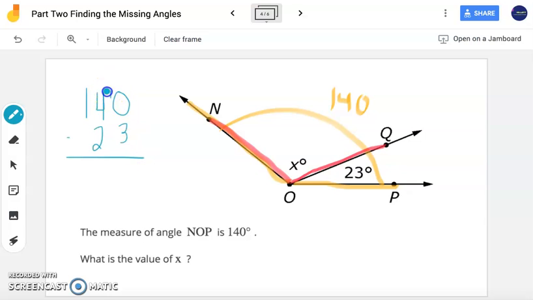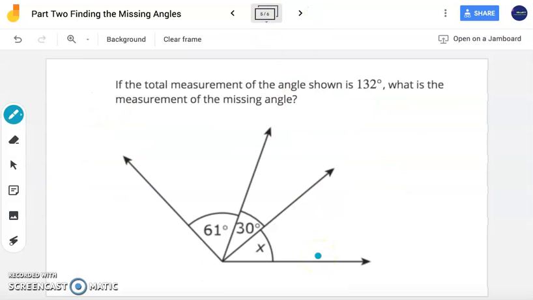I notice here I need to borrow again. That's okay that I have to borrow when I'm subtracting. So now I'm left with 117 degrees as my missing angle. Now, to determine if that is correct, if I did 117 degrees plus 23, that would give me 140 degrees, which is telling me that missing piece, that unknown value known as x, or you might use a question mark, is in fact 117 degrees.